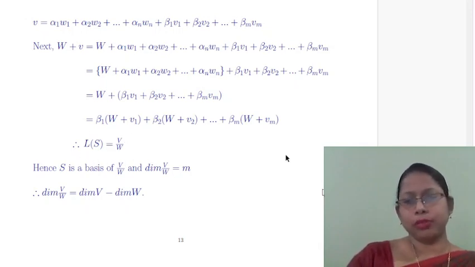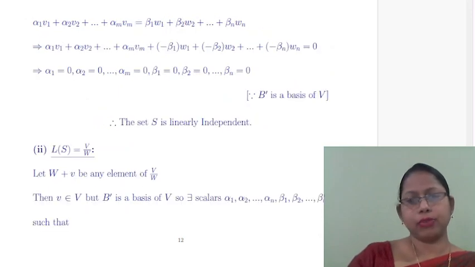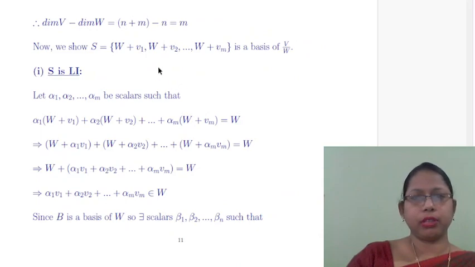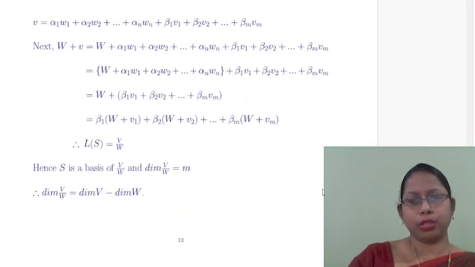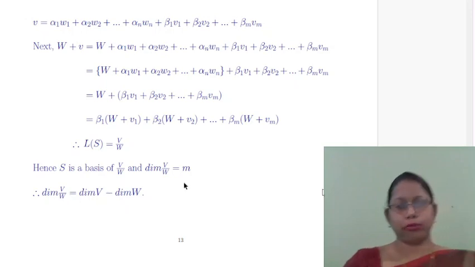The number of elements in S is the dimension of V by W. Here the number of elements is 1, 2, up to m. So the dimension of V by W is m. That is, dim of V by W is equal to dim of V minus dim of W.